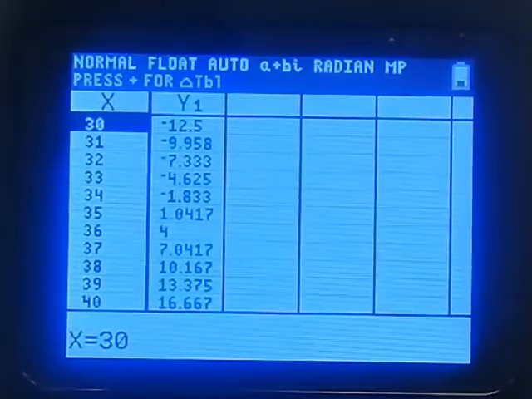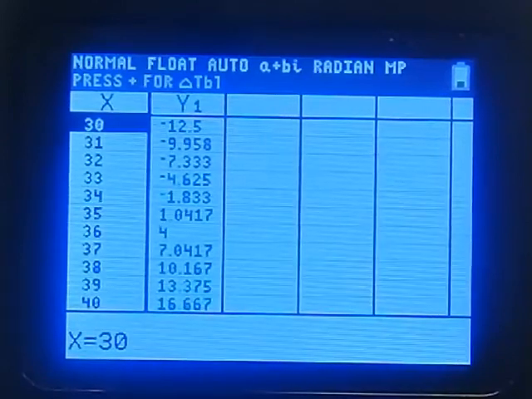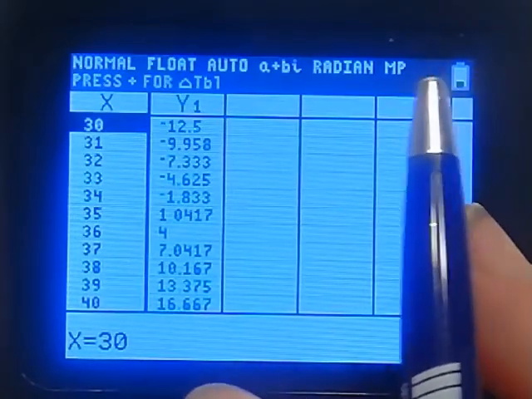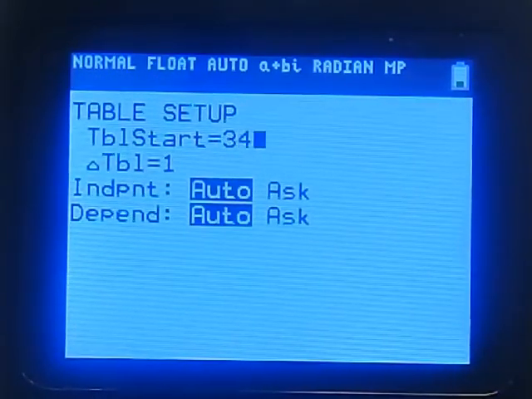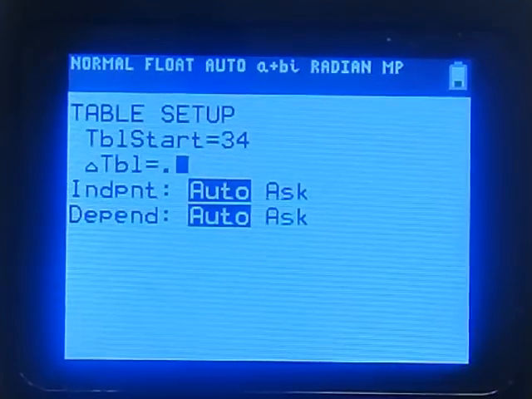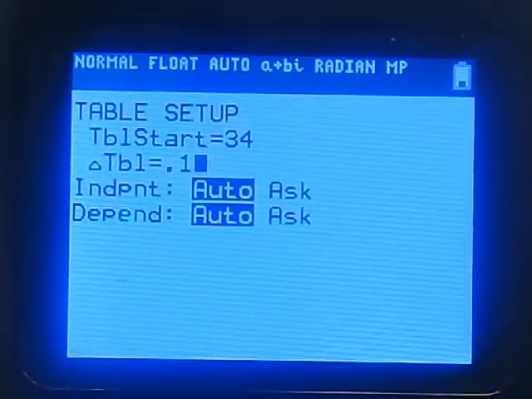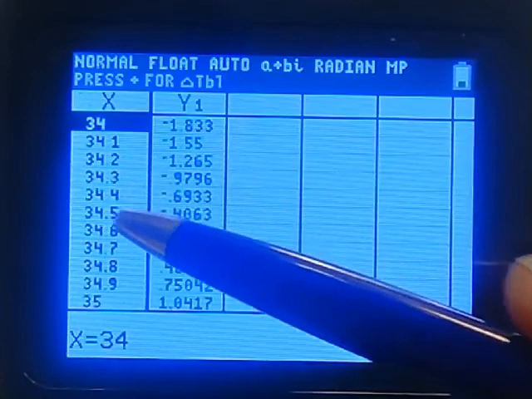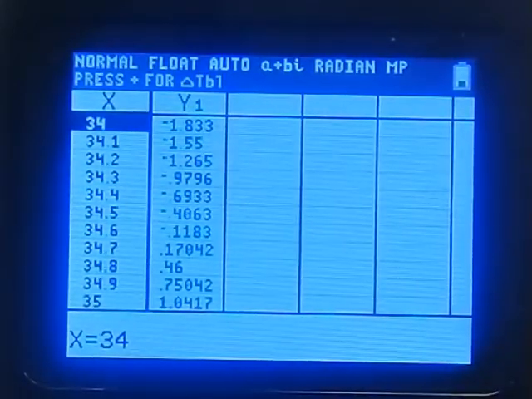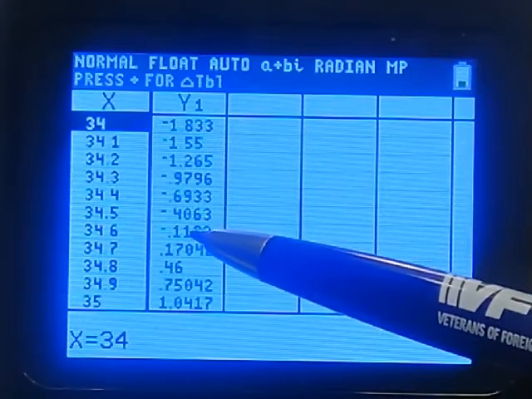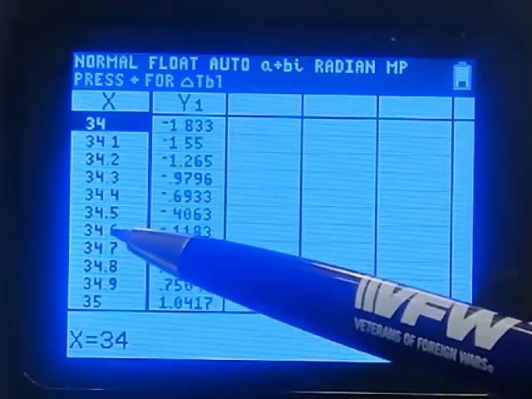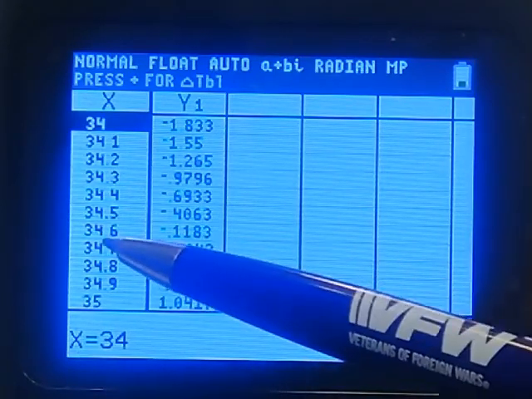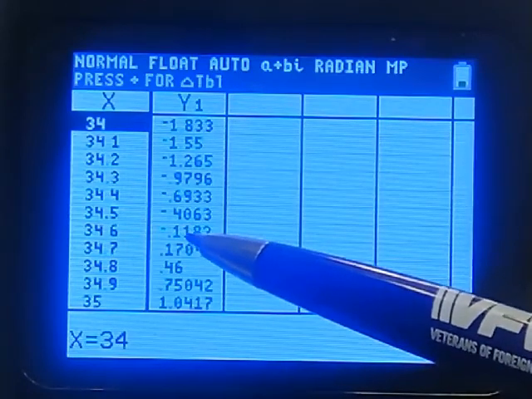Now if I want to get a more accurate answer here, I'm going to start my table at 34 and go by smaller increments. Let me show you what I mean. Second table step. Let's start at 34 and go by tenths, like 0.1, and see what the table says. Now I've started at 34, but I'm going by 0.1s, so I can see a little bit more accuracy here. And I notice that it changes from negative to positive between 34.6 and 34.7. So somewhere after 34.6, it must be 0.